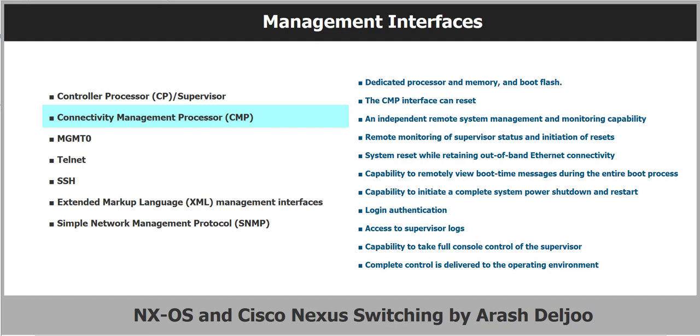The CMP delivers the remote control through its own dedicated processor, memory and boot flash memory, and a separate Ethernet management port. The CMP can reset all system components, including power supplies, and it can also reset the host supervisor module to which it is attached, enabling a complete system restart. The CMP offers many benefits, including the following. Here you can see them.